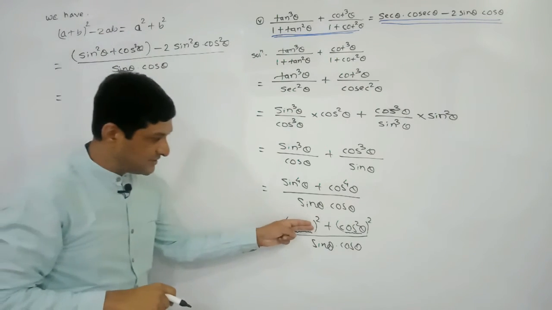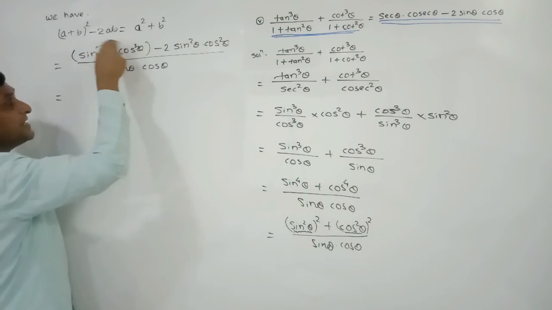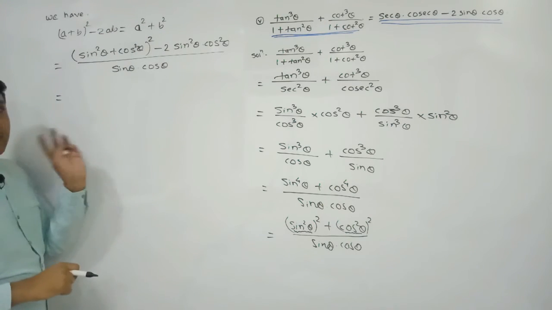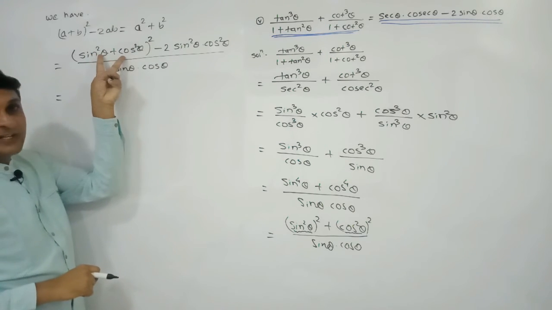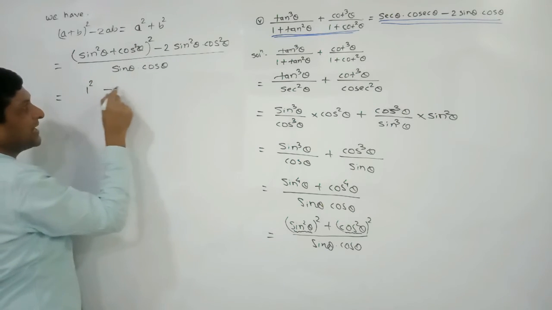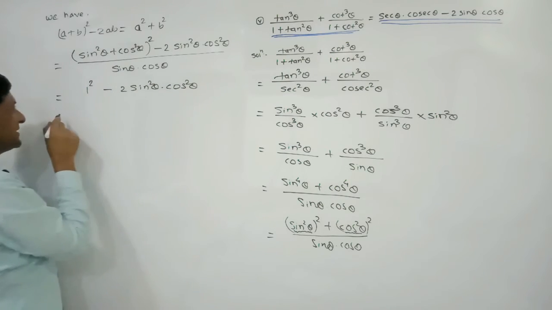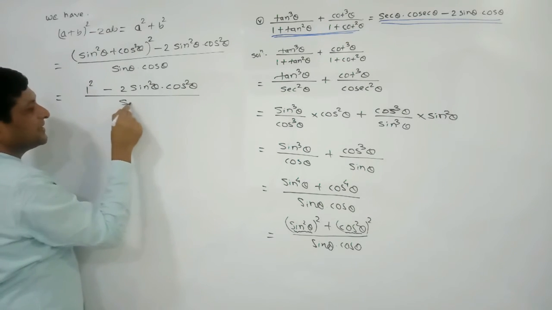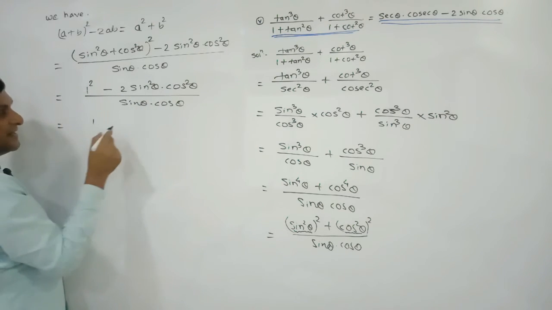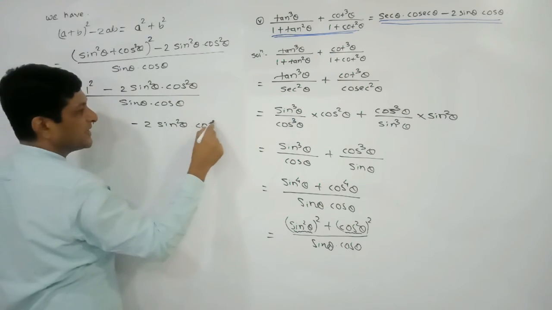Here we have considered this whole term as a and this whole term as what? B. Now according to identity, here square is there, keep this square as it is. Now according to identity, sin square theta plus cos square theta is equal to what? 1. So replace this whole term by its value 1, keep this square as it is, minus 2 sin square theta into cos square theta, keep it as it is. In the denominator, sin theta into cos theta, keep it as it is. So which is equal to, what is square of 1? 1. And here minus 2 sin square theta into cos square theta, keep it as it is.